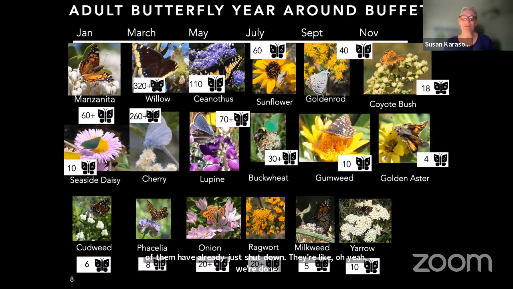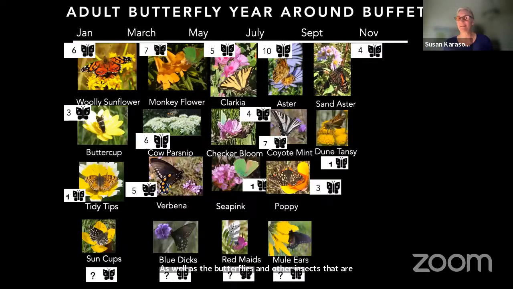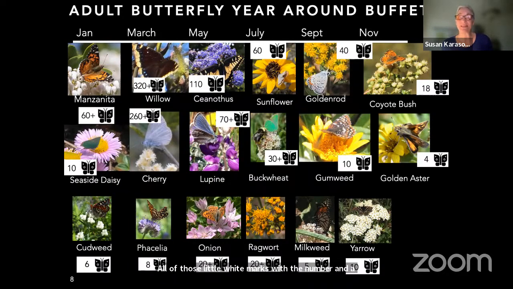And these late blooming plants are so important because they keep that pollen and nectar buffet going, and because they feed those specialist bees, as well as the butterflies and other insects that are looking for dinner. Lots of nice long blooming plants that can feed adult butterflies, as well as having their leaves feed caterpillars. All of those little white marks with the number and the little butterfly icon, that tells you how many of these species, different caterpillar and moth species, can be fed by that particular plant.